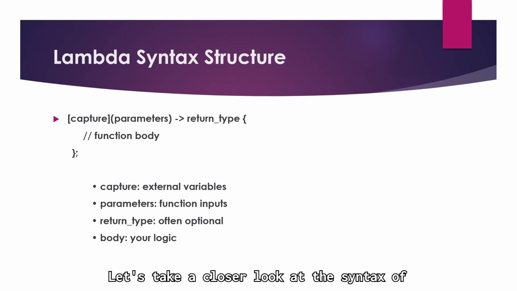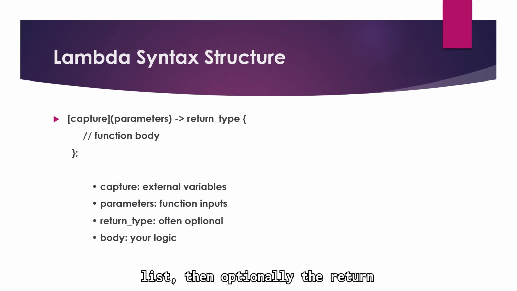Let's take a closer look at the syntax of a lambda function. A lambda is structured as capture list followed by parameter list, then optionally the return type, and finally the function body. The capture list allows the lambda to access external variables. Parameters define what inputs the lambda accepts. Most of the time you can omit the return type as it can be inferred. It's concise and incredibly flexible.